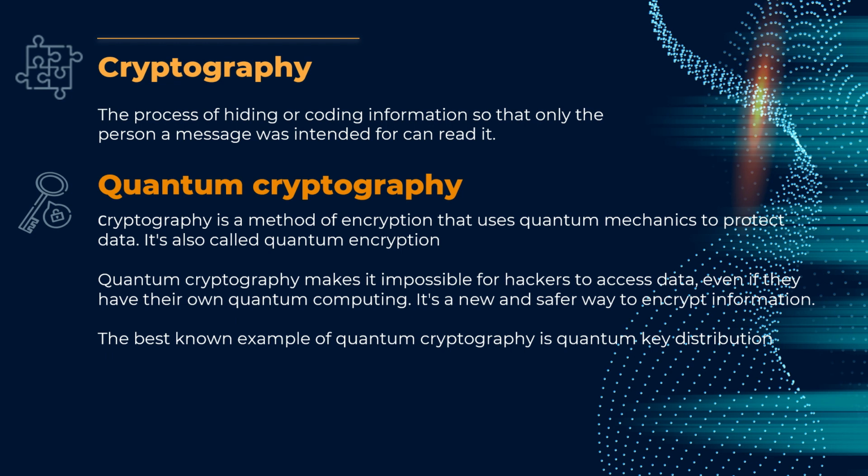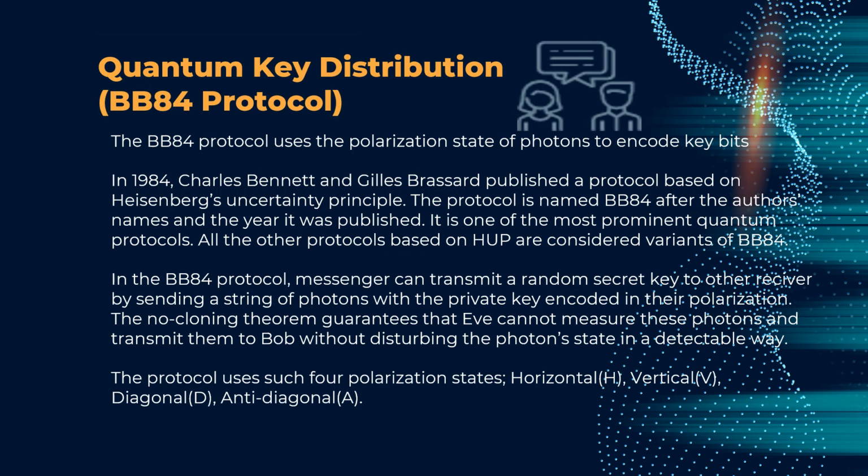The best known example of quantum cryptography is the quantum key distribution method. The quantum key distribution method has the BB84 protocol, which is the most famous protocol used in quantum cryptography. It was invented in 1984 by scientists, and this protocol is based on Heisenberg's uncertainty principle. It's the most prominent quantum protocol, and all the other protocols are variants of the BB84 protocol.